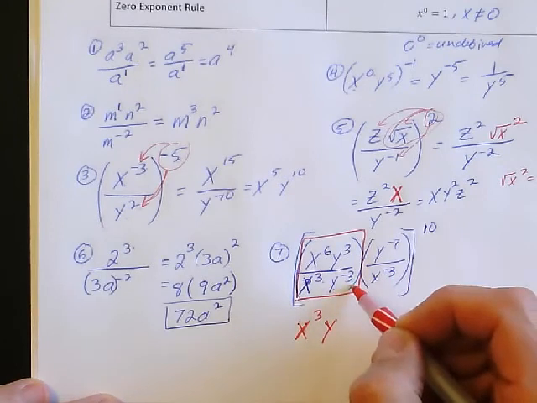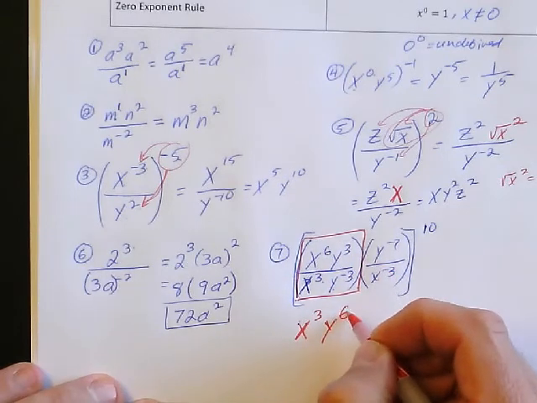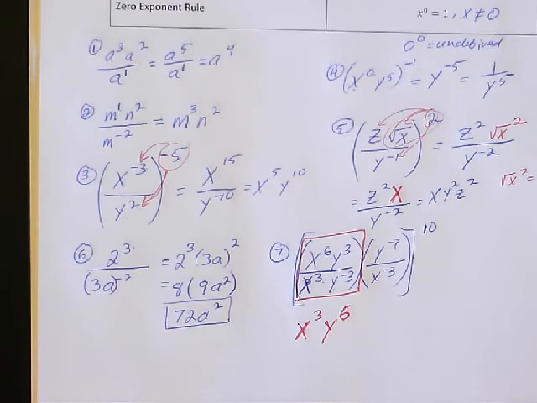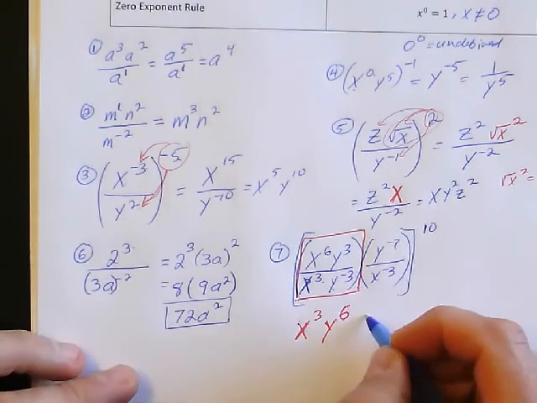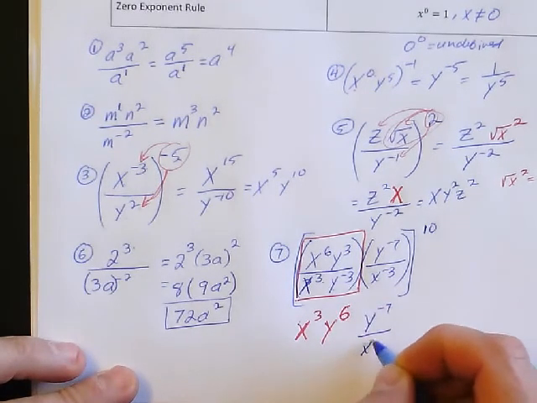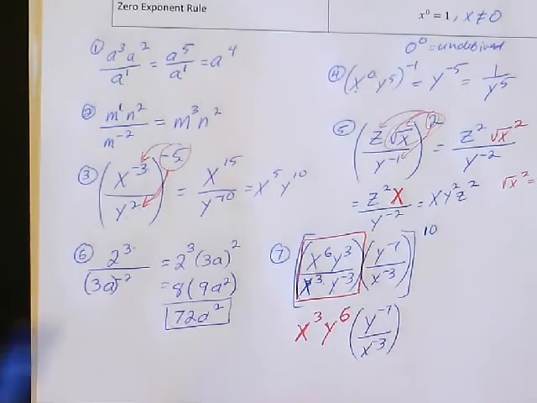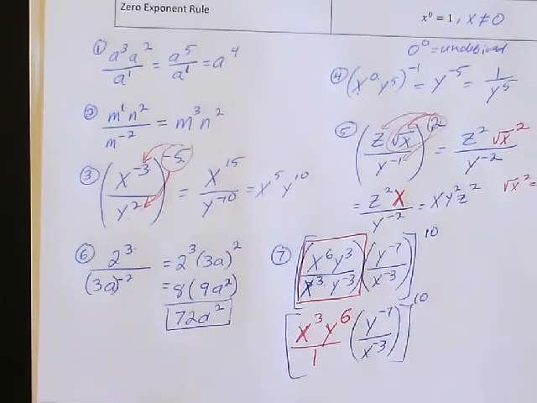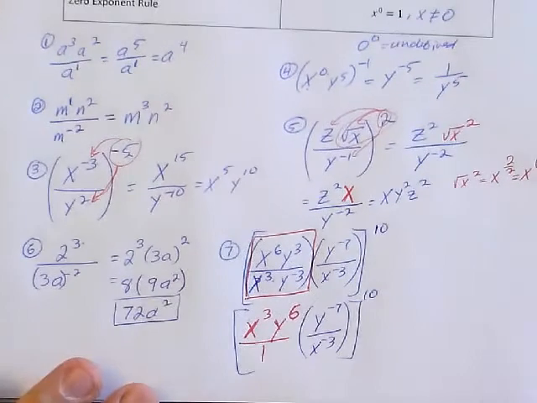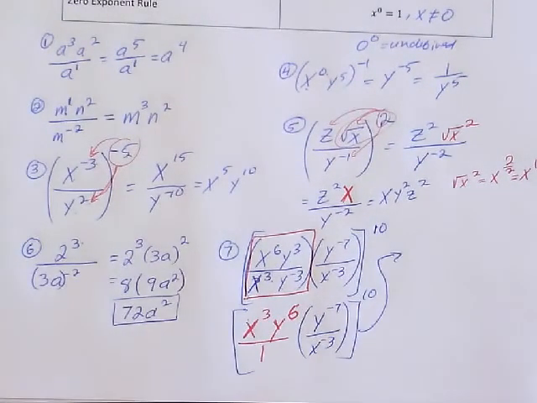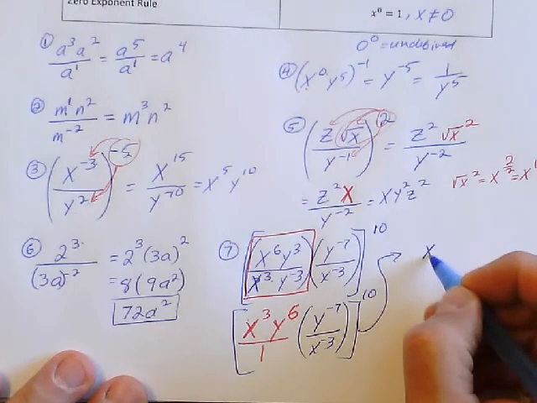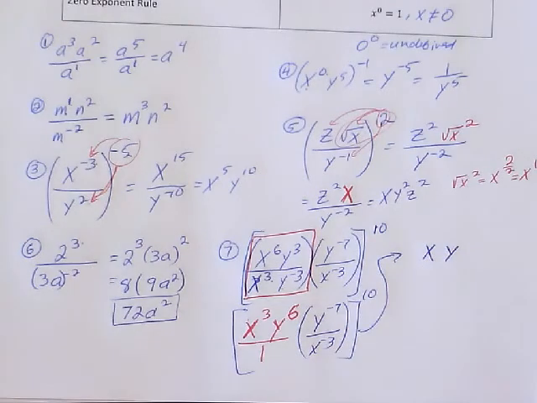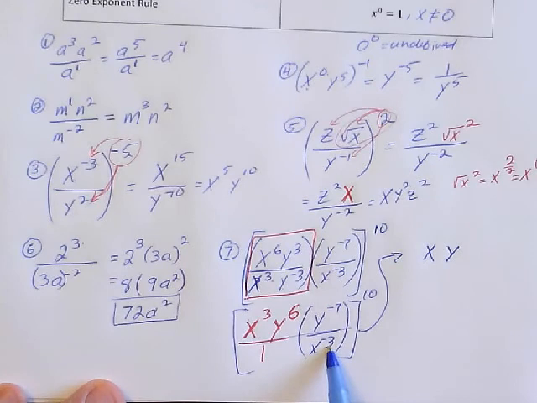And now we have our y's. y to the 3rd over y to the negative 3rd. We're going to subtract these. 3 minus negative 3 is a positive 6. And now we have y to the negative 7, x to the negative third, like that. This is over 1, and all of that is to the 10th power. And continue it up here. So we have an x and a y.